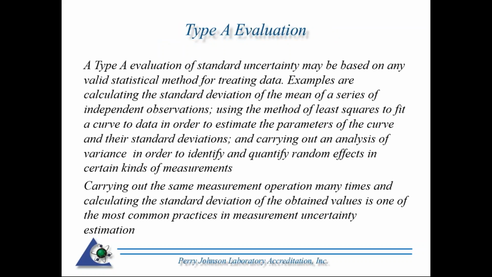Take a little closer look here at type A. These are the statistical uncertainties, and they may be based on any valid statistical method for treating data. Examples are calculating the standard deviation of the mean of a series of independent observations, using the method of least squares to fit a curve to data in order to estimate the parameters of the curve and their standard deviations, and carrying out an analysis of variance in order to identify and quantify random effects in certain kinds of measurements. Carrying out the same measurement operation many times and calculating the standard deviation of the attained values is one of the most common practices in measurement uncertainty.